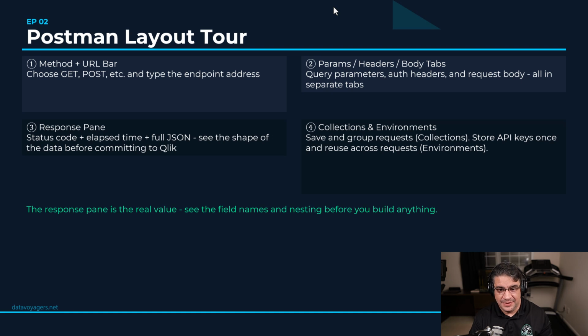So let's take a look at how Postman looks. First, it's free. We're going to see where you put the URL, the GET or POST method, where you put the parameters, the body, the headers and all the stuff, and where you collect the response. And how you can organize Postman to make it easier to find your REST APIs.